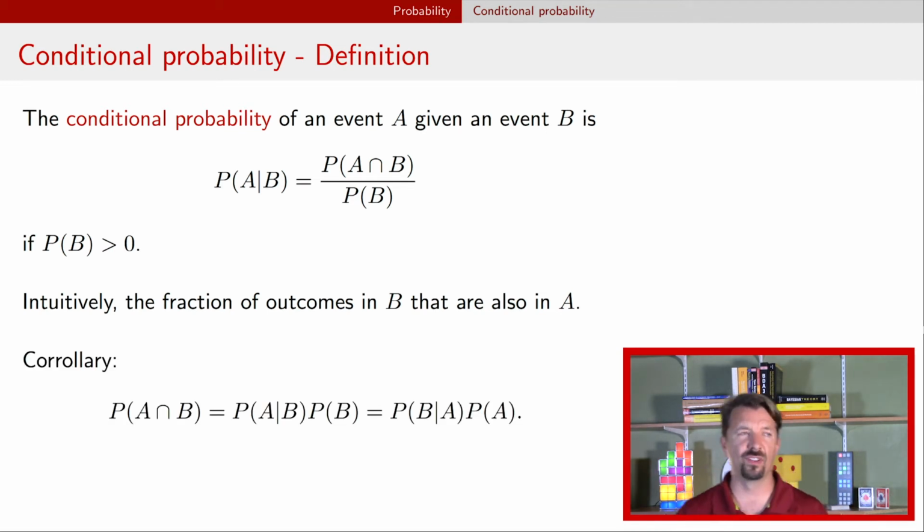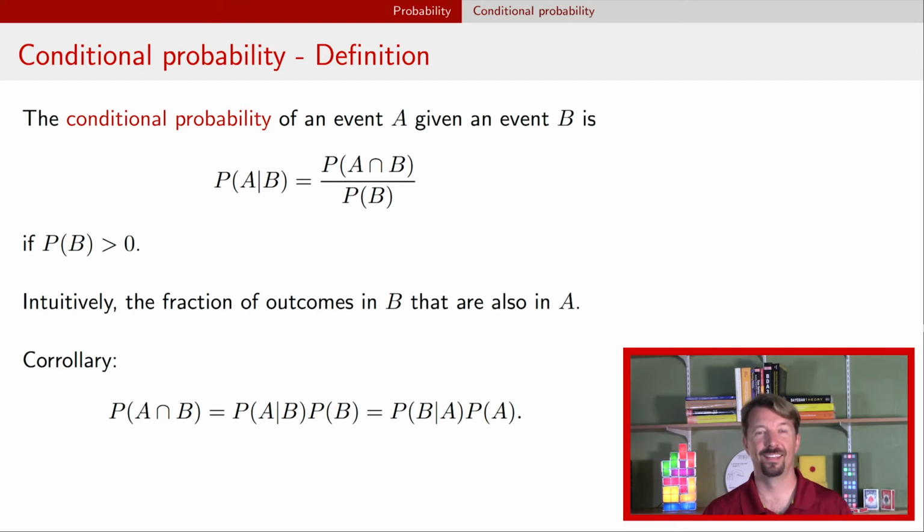All right, there's a corollary here. You can rearrange things and write the probability of the intersection of A and B. Well, that's just the probability of A given B times the probability of B. But of course, we could have reversed A and B, so that's also equal to the probability of B given A times the probability of A. Because these sets A and B are just arbitrarily decided, and so we could have them in either order.